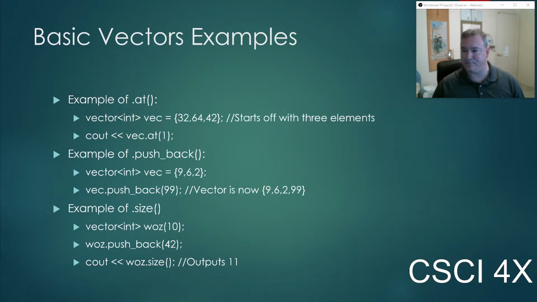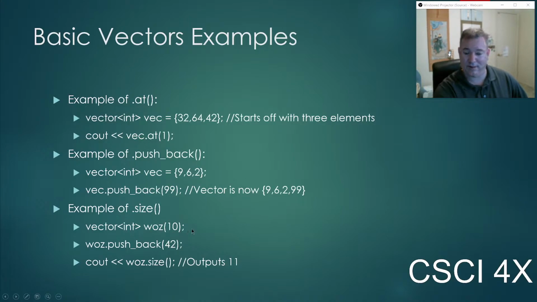Oh well. So push back grows the array. So if you have 9, 6, and 2 in the vector, and you add 99 to the end of it, it's now 9, 6, 2, 99. If you want to make a vector of size 10 right off the bat, this makes a vector of size 3, but you don't need to specify the 3 here. That's nice, right? You don't actually have to count how many things you have on the right-hand side here. You just say make a vector and initialize it with this, and it makes a vector of size 3.